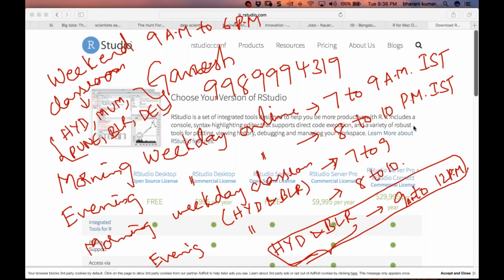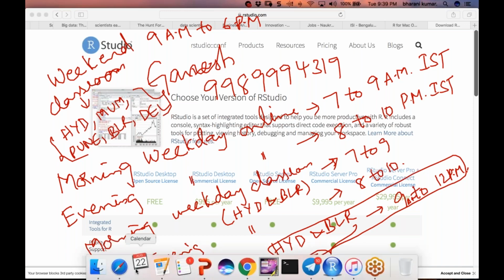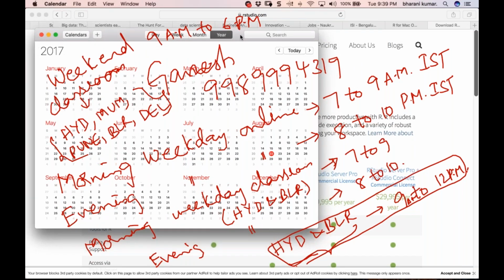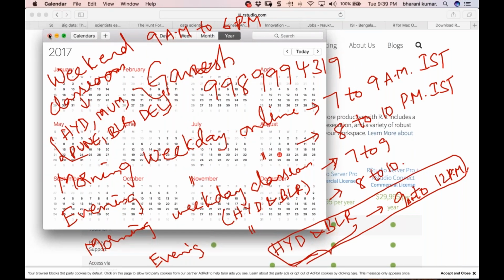Daily classes from Monday to Friday? Yes, Naveen, daily classes will be from Monday to Friday. Do you have classes in Bengaluru? Yes, Satish, we have. Yes, Anjali, after your assignments, we will help you. Saichan says, when does the weekend classroom training batch start in Hyderabad? This weekend, in Mumbai and Hyderabad, we are starting. It's starting on 26th, 27th.